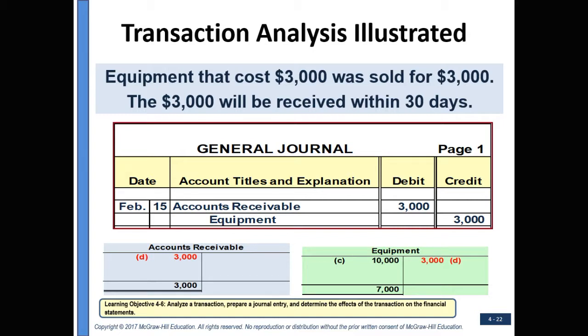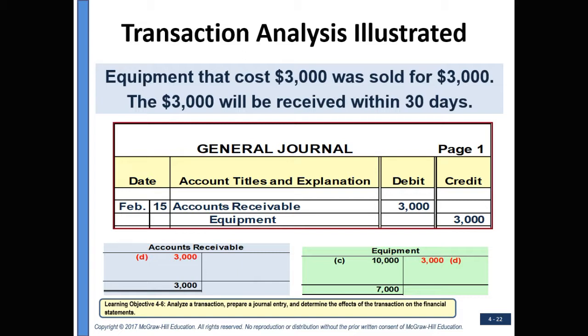Let's look at the next transaction, transaction D. Equipment that cost $3,000 was sold for $3,000. The $3,000 will be received within 30 days. When you hear "will be received," "will be paid," "on account," terms like this, you know that either an accounts receivable or an accounts payable is at play.